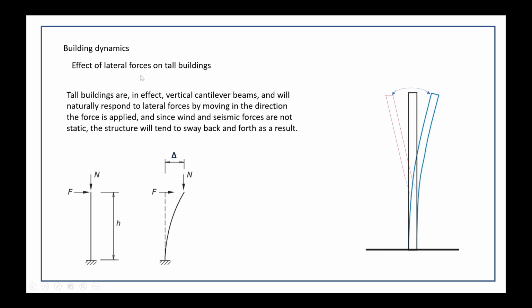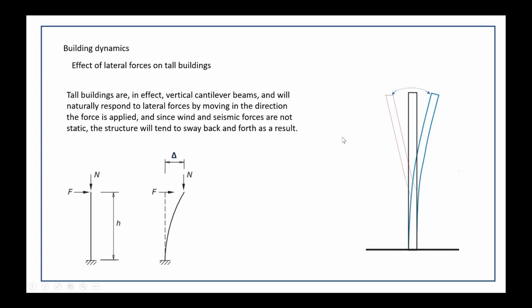Effect of the lateral forces on tall buildings. You see here one building or one cantilever structure when you apply load. In this case, when you apply the static load, okay, the displacement is fixed at this position or increases depending on time, but does not change quickly. The deflection due to the horizontal load is increased by the P-delta effect. But in a tall building, the effect of the load is not constant or fixed at the position. It can sway back and forth as a result when you apply the wind load.